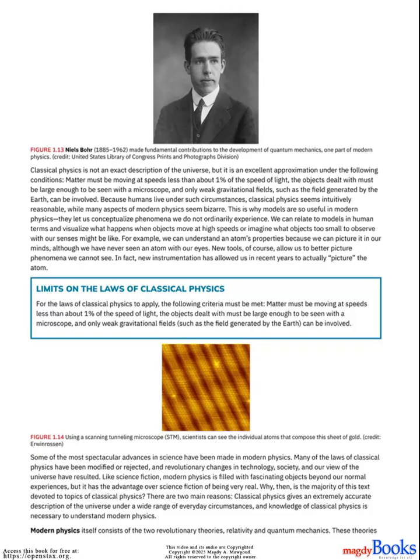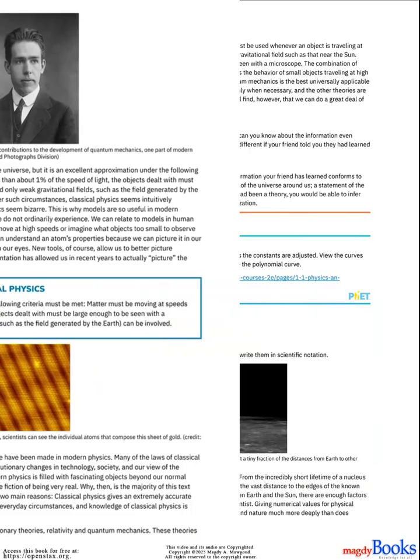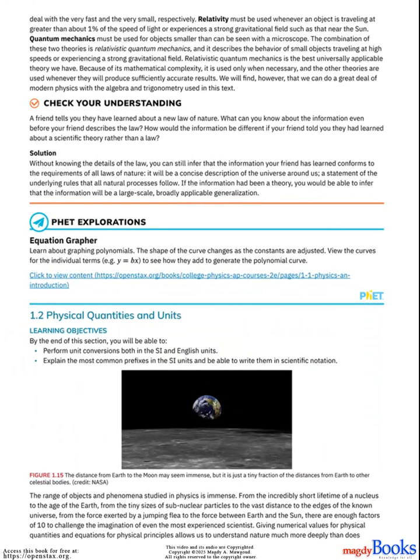Modern physics itself consists of the two revolutionary theories, relativity and quantum mechanics. These theories deal with the very fast and the very small, respectively. Relativity must be used whenever an object is traveling at greater than about 1% of the speed of light or experiences a strong gravitational field such as that near the Sun. Quantum mechanics must be used for objects smaller than can be seen with a microscope.